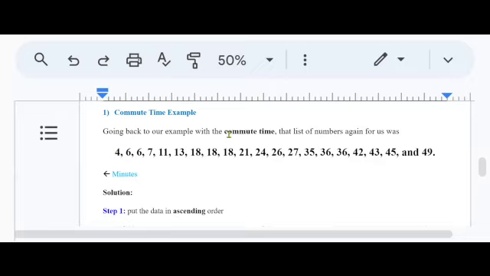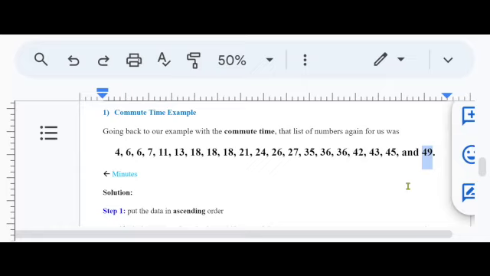This is going back to our example with commute time. Maybe this is the first time you see this, but this is a commute time. They take 4 minutes to go to work. Another person takes 6. Another person takes 7. Another person takes 7, and so on. The last person takes how many minutes to go to work? 49. Okay, so we need to graph this.